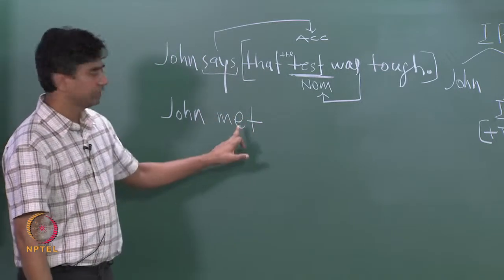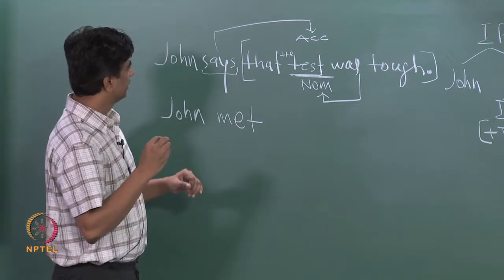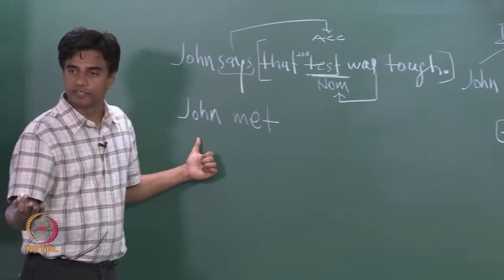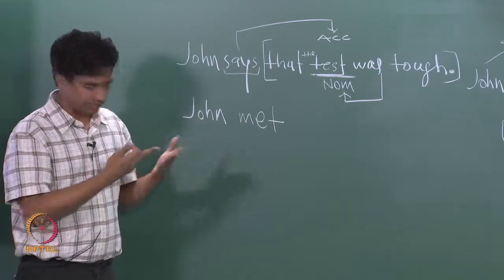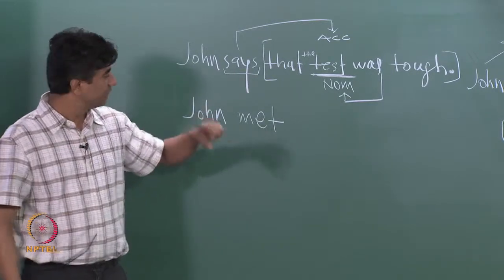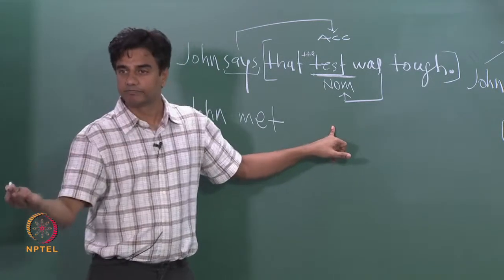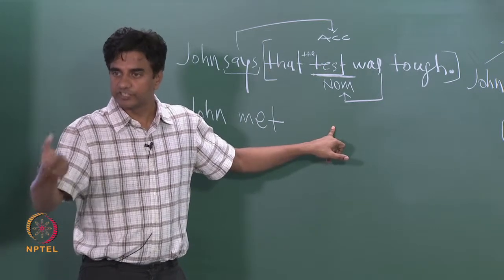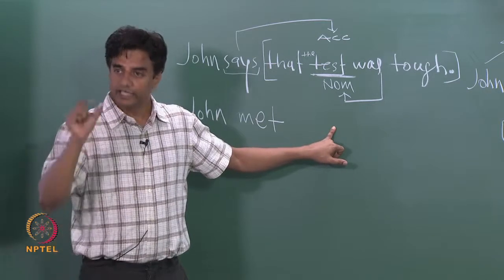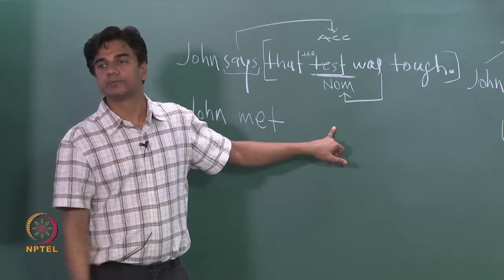No. Give me a clause. John met. Hold on. You are right. The effort that you are making is giving us the sentence. But let's give a clear example of where we cannot have an accusative case marked NP. When we say John met him, him is an accusative case marked NP, and the sentence is good. We are trying to put him as the subject of a finite clause, leading it to ungrammaticality.